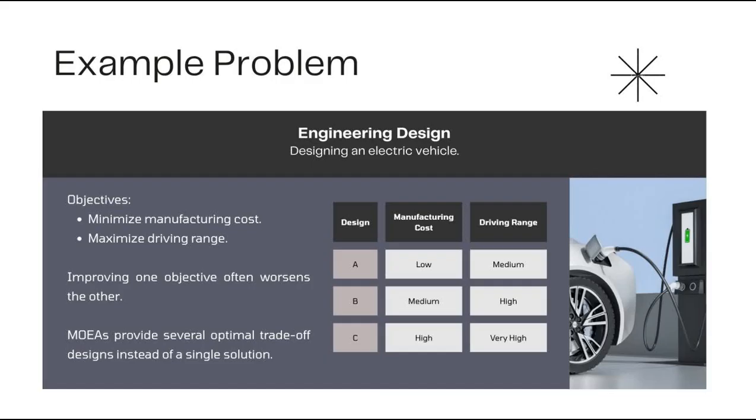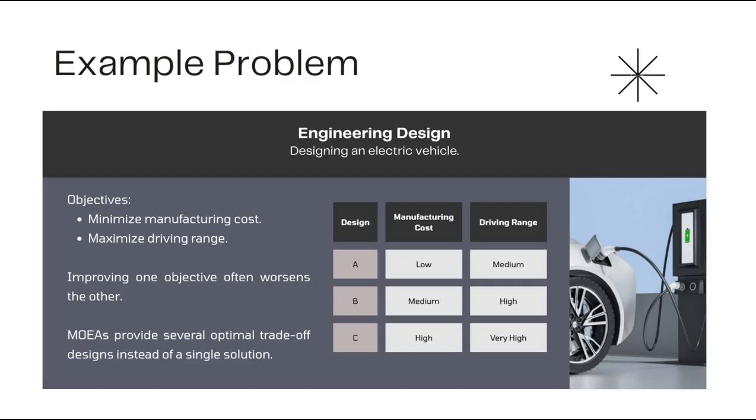So imagine we have design A with low manufacturing cost and medium driving range, or design B with medium manufacturing cost and high driving range, or design C with high manufacturing cost and very high driving range.